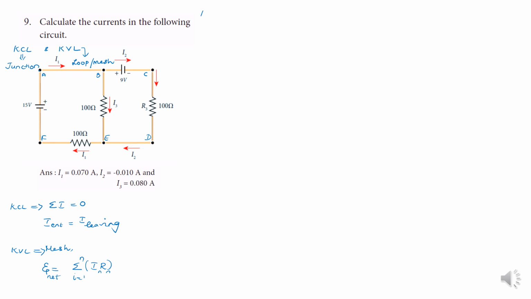First apply Kirchhoff's current law at junction B. B is a junction. What are all the currents associated at B? I1 is entering, I2 is leaving, and I3 is leaving. So what is entering is I1, and the leaving currents are I2 plus I3. So from this we can write I3 is equal to I1 plus I2. Does it make sense? No. I3 is equal to I1 minus I2.